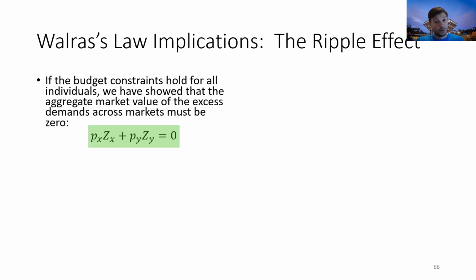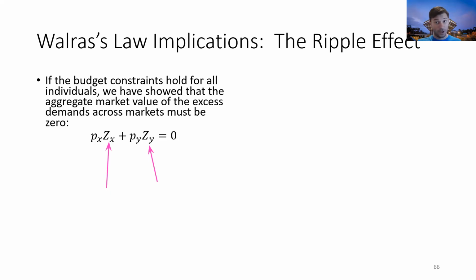It means we must be in equilibrium. That's right. Now, if you look at this carefully, let's suppose for a minute that the market for good X is in equilibrium, meaning ZX is equal to 0. If the market for good X is in equilibrium, what has to be true about ZY? If I plug in a 0 for ZX, I get PY times ZY equals 0, which means ZY must what?